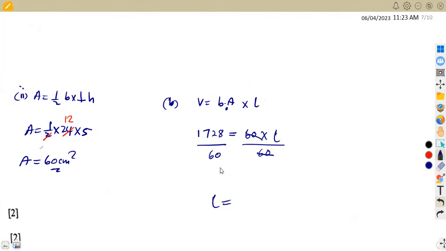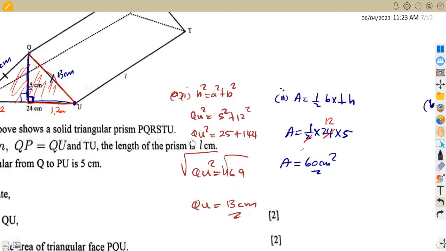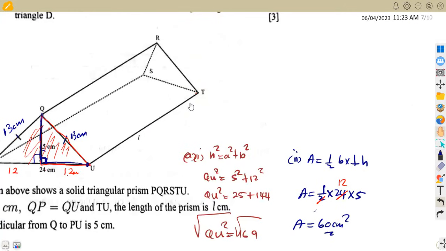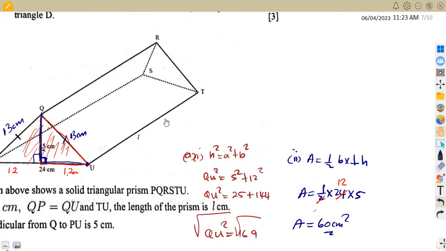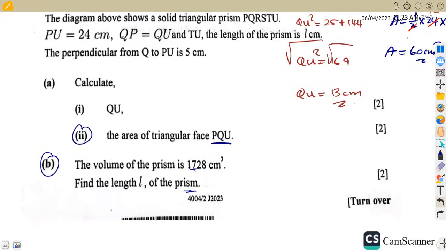So that's 1,728 divided by 60, which gives us 28.8 centimeters. So that was going to be the length. From this point, U to T, that's 28.8 centimeters. All right, so that is how we're supposed to answer our question.